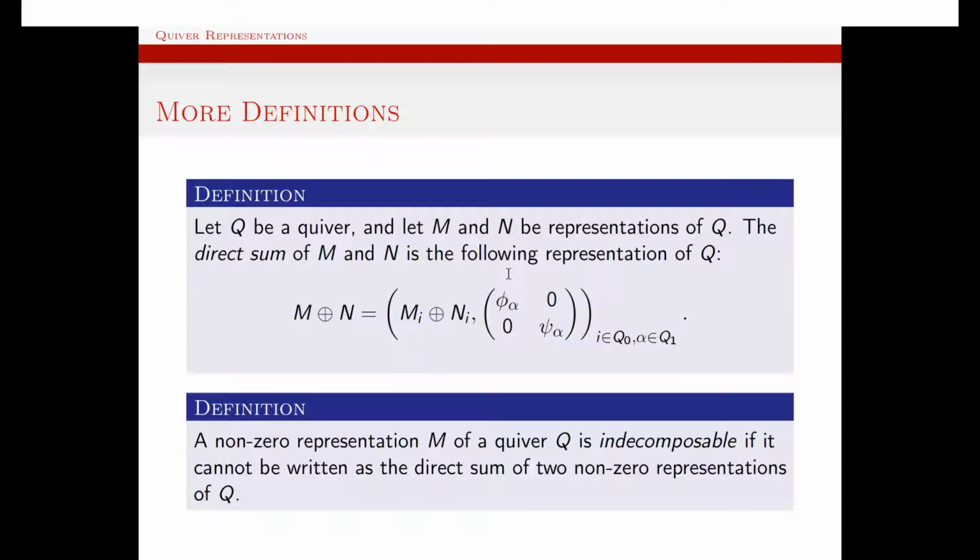And we can also ask, when can we break down our representations into smaller parts? And so a non-zero representation M of a quiver Q is called indecomposable if it cannot be written as a direct sum. So it's indecomposable if we can't break it down into the sum of smaller representations. The question then becomes, if we have a quiver Q and a representation M, how do we know if it's indecomposable or decomposable? And if it is decomposable, what do we know about the structure if we did try to break it down? And some help is given by the Krull-Schmidt theorem.